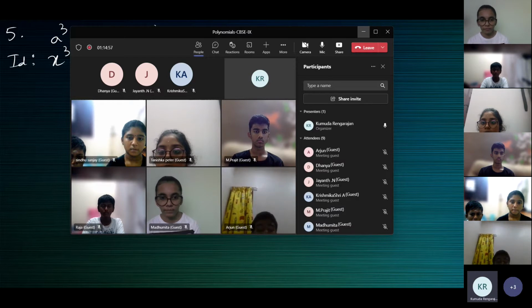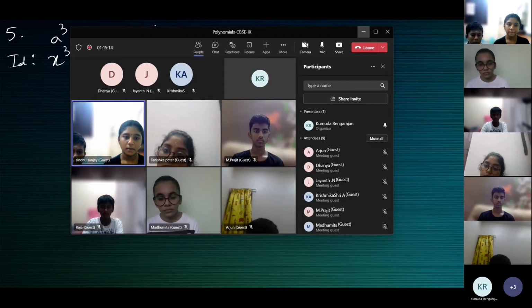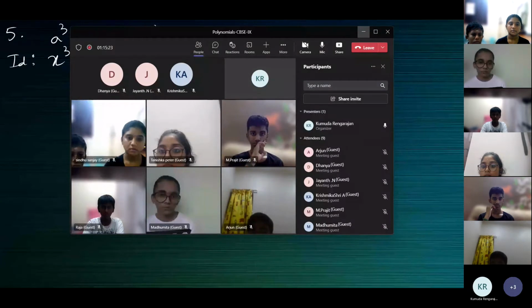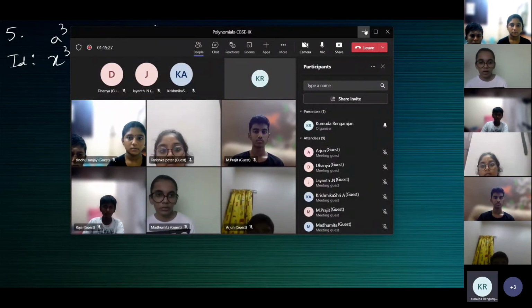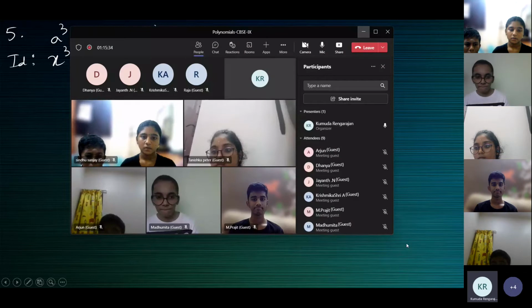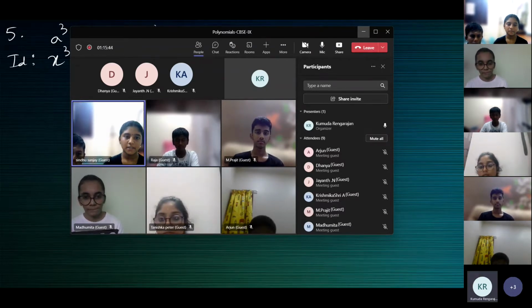A cube plus b cube plus c cube minus 3abc is equal to a product of two factors: a plus b plus c into a square plus b square plus c square minus ab minus bc minus ca. Ma'am, can you please explain to me about conditional identity, ma'am? Yeah, sure. Can we discuss that at the end of this answer, Sindhu? Stop me at the end of this answer. We'll finish the 5th one, and before we start the 6th one, we'll discuss the conditional identity. Yes, ma'am.